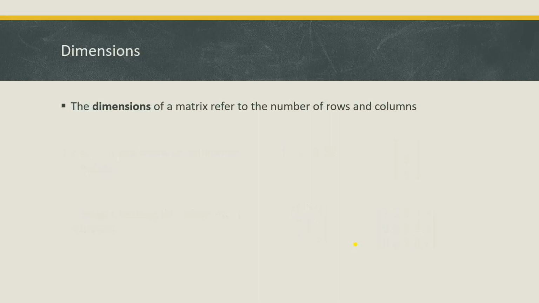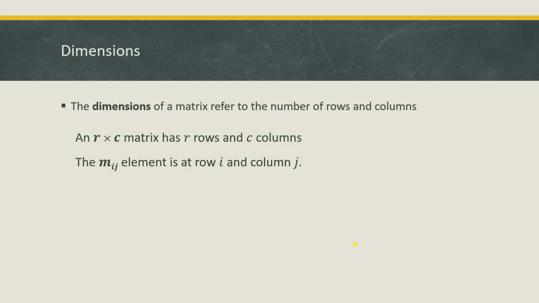Now, dimensions of a matrix will be very important. The dimensions, I touched on it just a minute ago without the formal definition. It refers to the number of rows and columns in a matrix. An R by C matrix has R rows and C columns. And then we'll use the notation here, M sub ij, where M generally represents the name of the matrix. So this would be some matrix named M. The M_ij element is at row i and column j. So row i and column j.